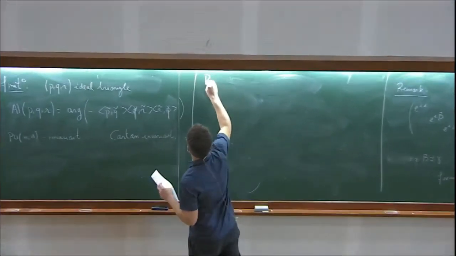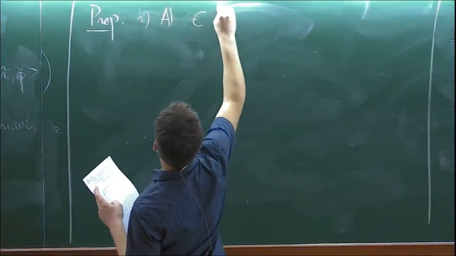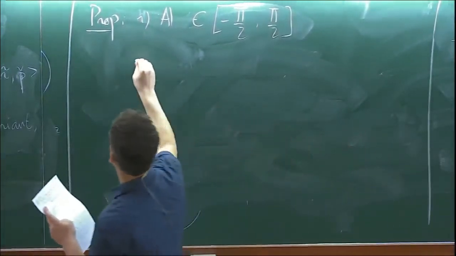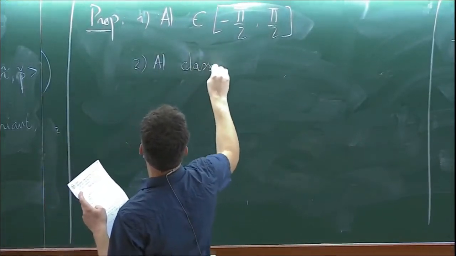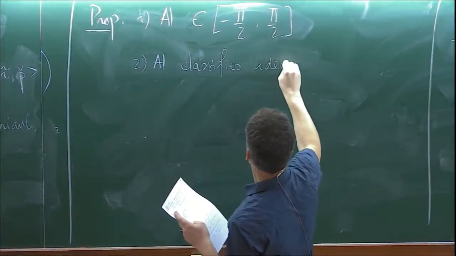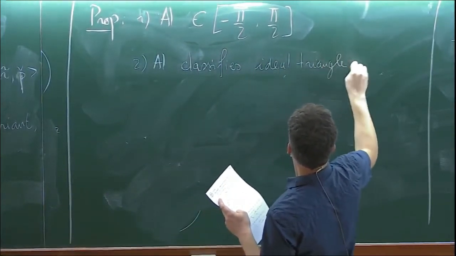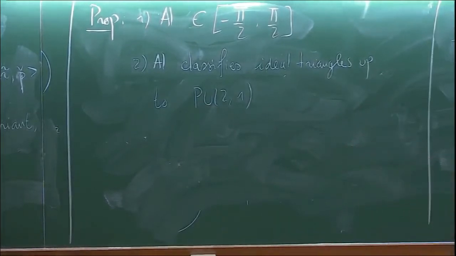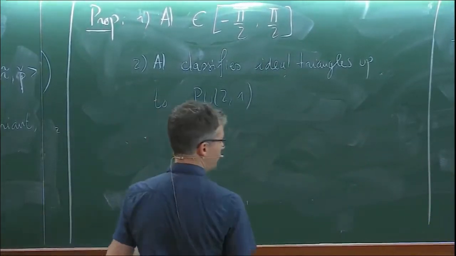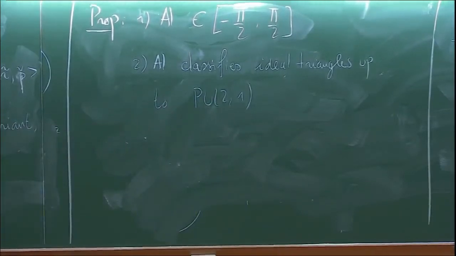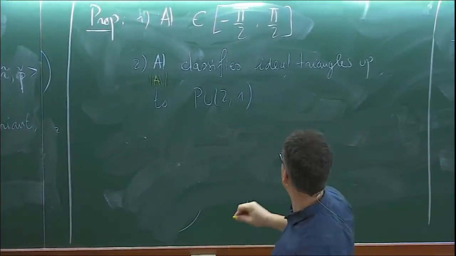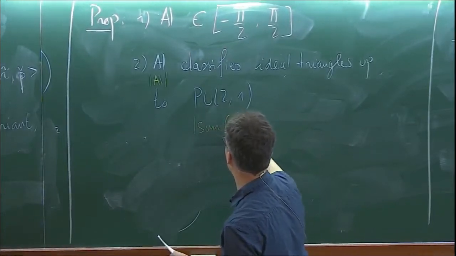And here's a proposition. First, the Cartan invariant belongs to the interval [-π/2, π/2]. Second, A classifies ideal triangles up to PU(2,1). The absolute value of A classifies ideal triangles up to Isom of H^2_C.